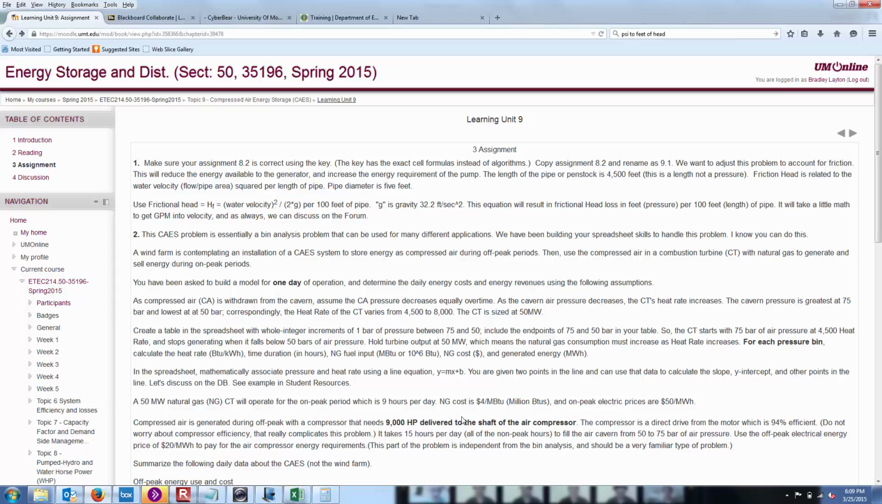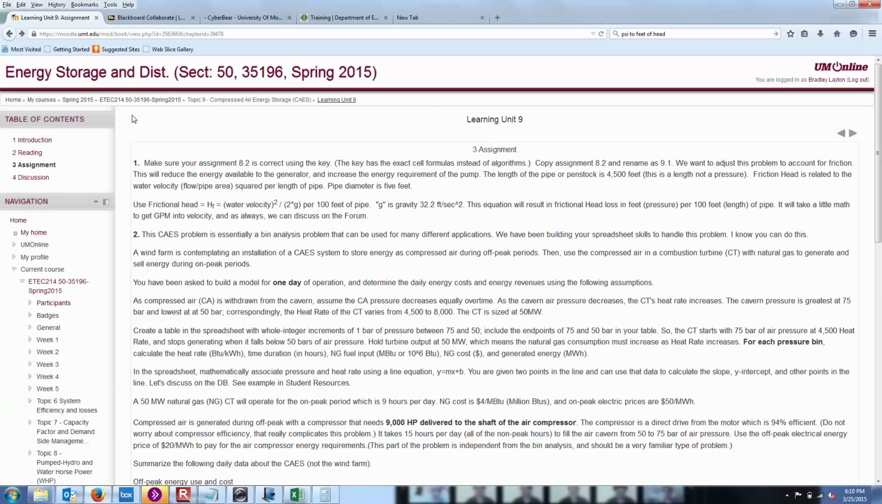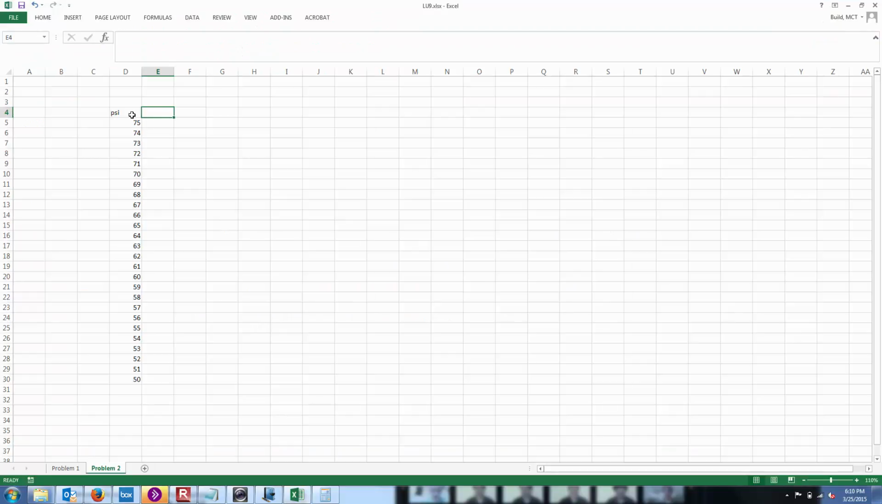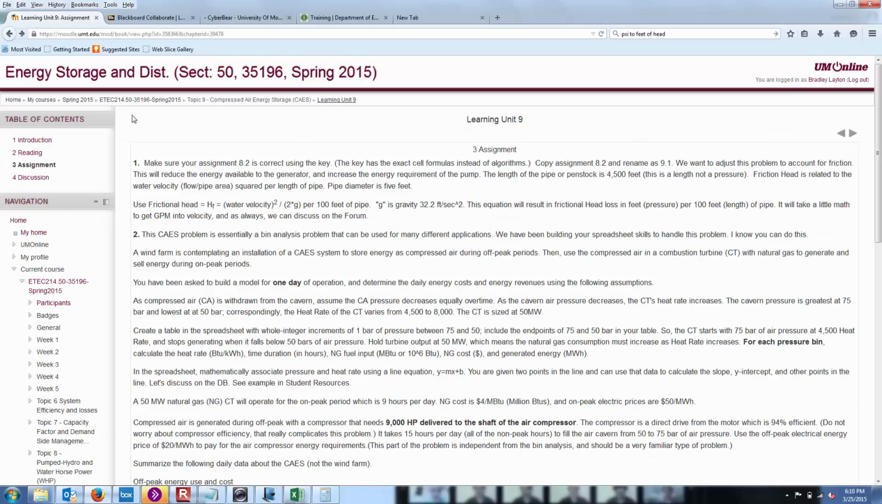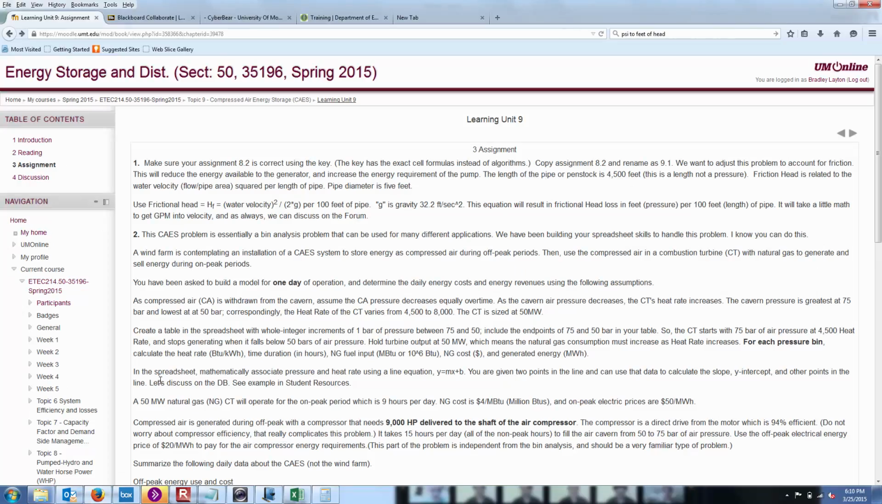I know I'm going to start at 4,500 and end up at 8,000. So this is going to be PSI here. And then my heat rate, let's call that HR. I'm going to start at 4,500 and end at 8,000. So we'll first write it in, and then $4,500.